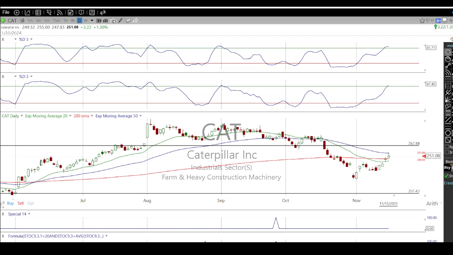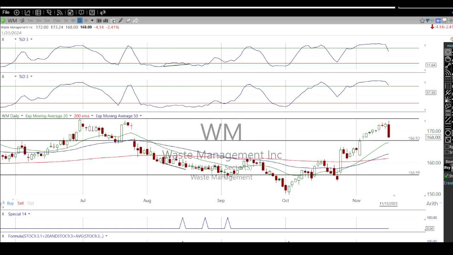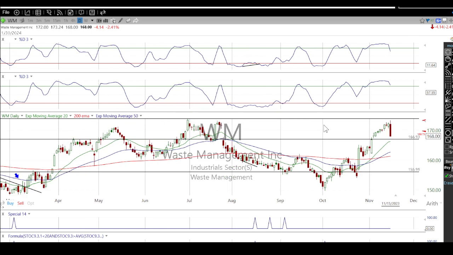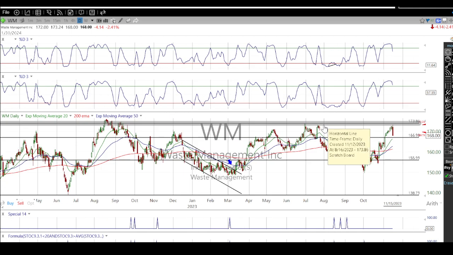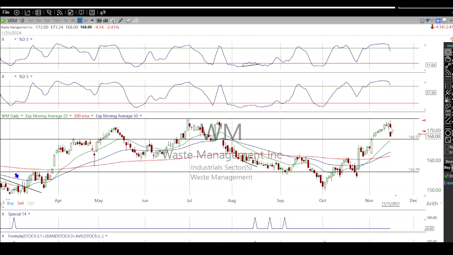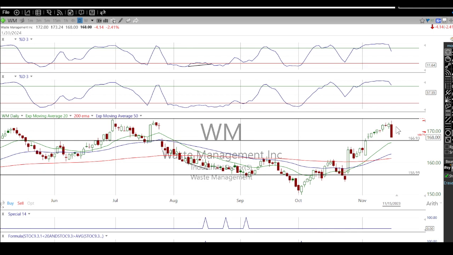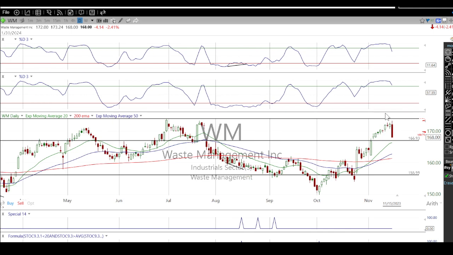Let me see if there's anything else here. Waste management. Waste management getting closer to the all-time high here, so we're watching that. It did pull back today. Look at that big pullback. I do have it on my list, but no position in this one. And it did get hit today, actually. I'm just looking at it. It got hit pretty good.